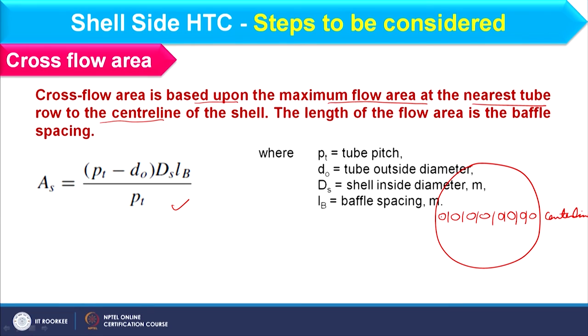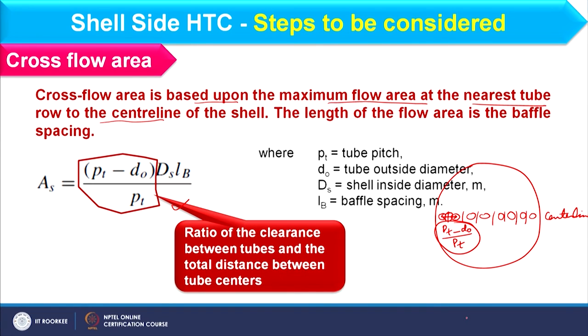If I consider Pt, that is basically this, okay, this is Pt, and Pt minus D naught means I am focusing on this section, divided by Pt. So, this Pt minus D naught by Pt is the ratio of the gap, basically the ratio of clearance between two tubes divided by the pitch. That is basically the ratio of clearance between tubes and the total distance between tube centers, which is nothing but the pitch.